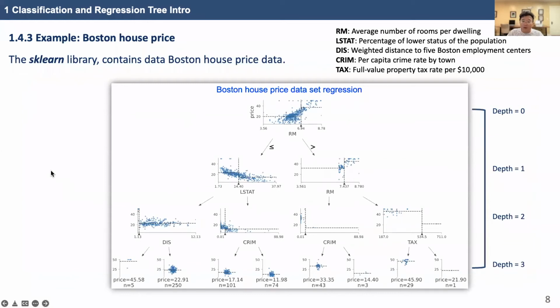Here I brought a real-world data set, and I'm using the Boston house price data set to predict house price based on the 5 predictors shown here. RM is the average number of rooms per dwelling, and LSTAT is the percentage of lower status of the population, and DIS is the weighted distance to 5 Boston employment centers, and CRIM, crime, is the per capita crime rate by town, and TAX is the full value property tax rate per $10,000.